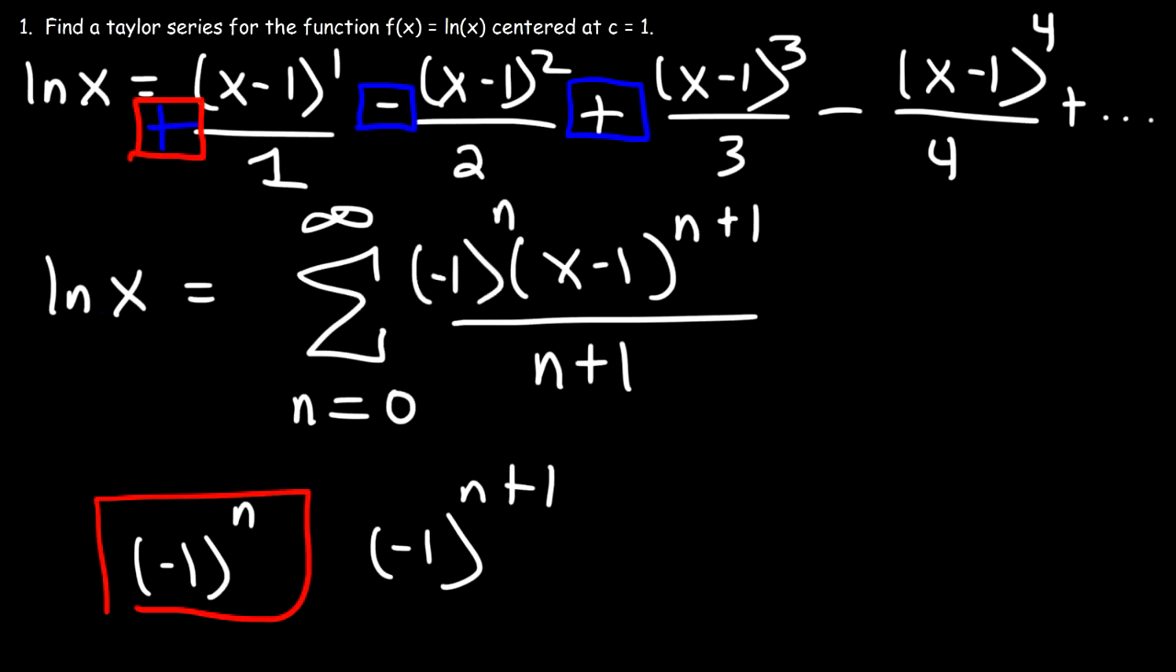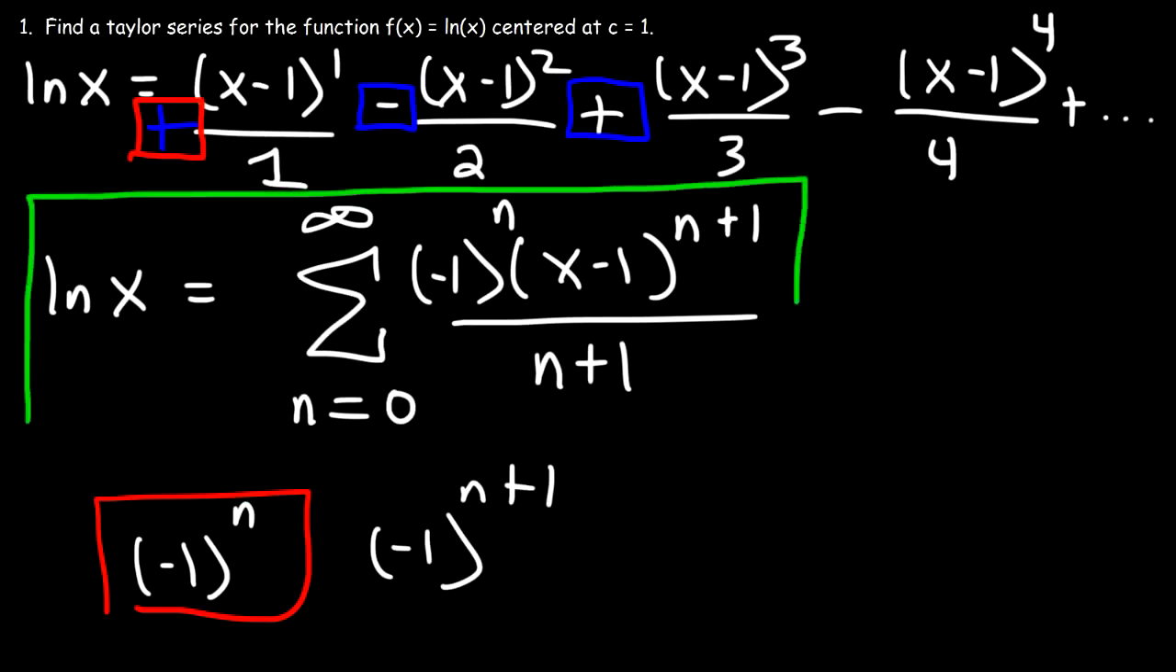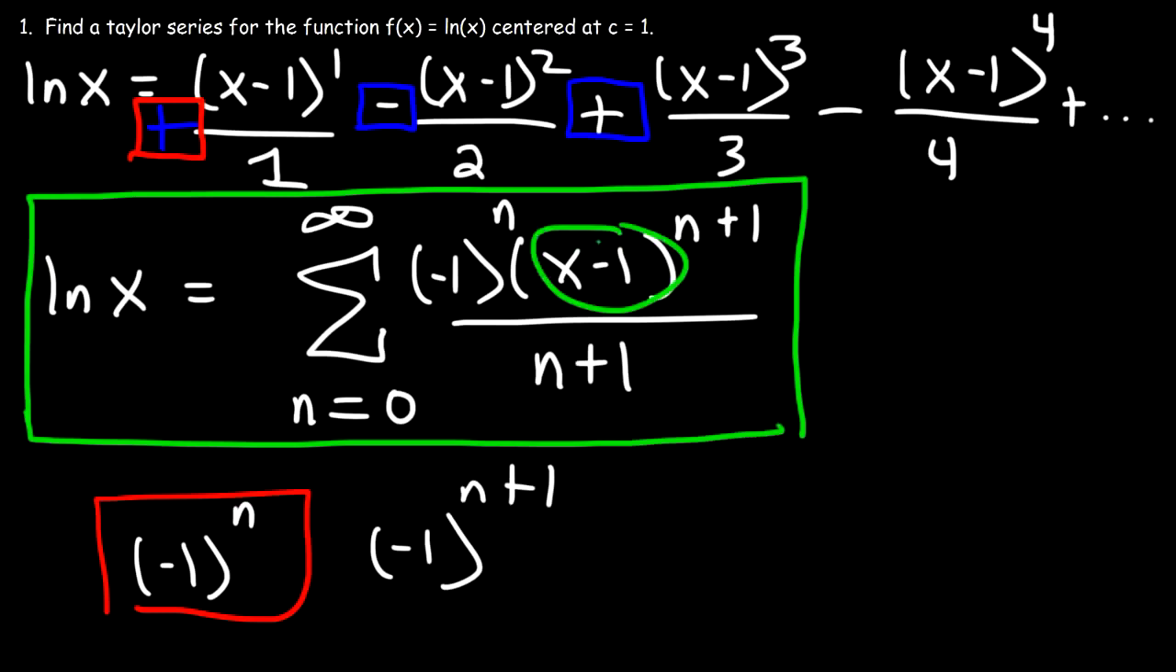So this is the Taylor series for the function ln x centered at c equals 1. And you can see the x minus 1 term, which tells us that it's centered at c equals 1.